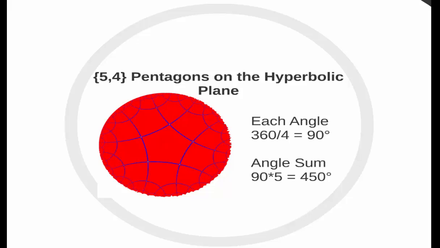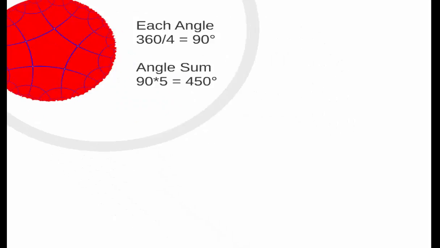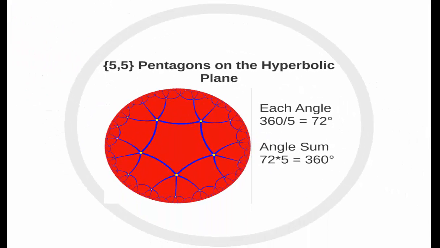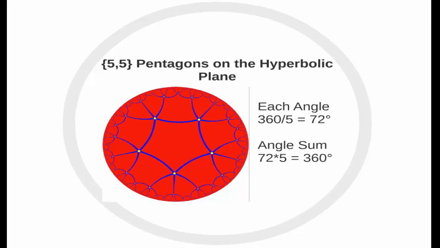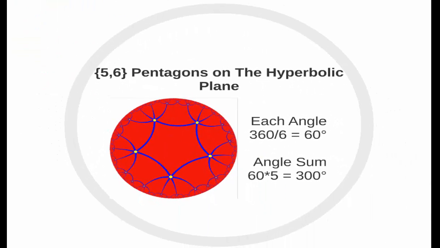But we can also move our way down. If we have 4 angles with a 5-4 pentagon, we get an interior angle of 90 degrees and an angle sum of 450 degrees. And as we increase the number of angles at each vertex, we will be decreasing the angle sum. Here we have 5 angles with a 5-5 pentagon, an angle sum of 360. We can then move down to a 5-6 pentagon, and this one has an interior angle of 60 degrees, giving us an angle sum of 300.